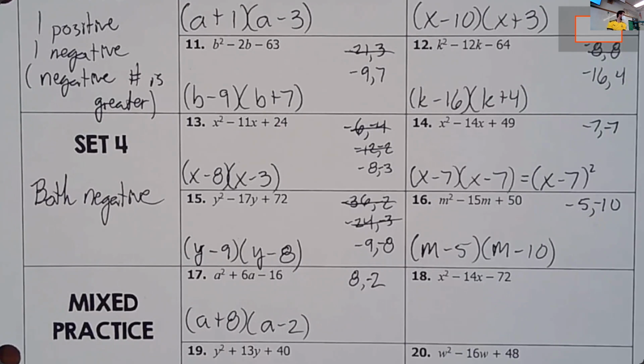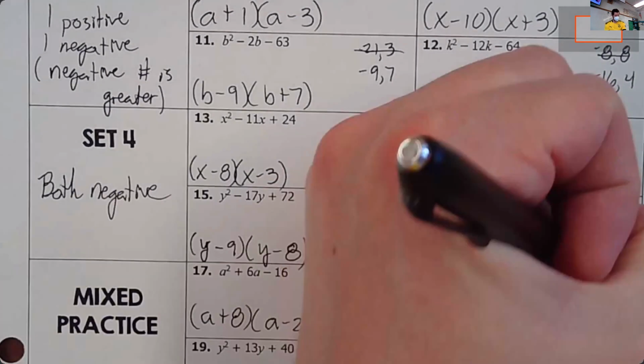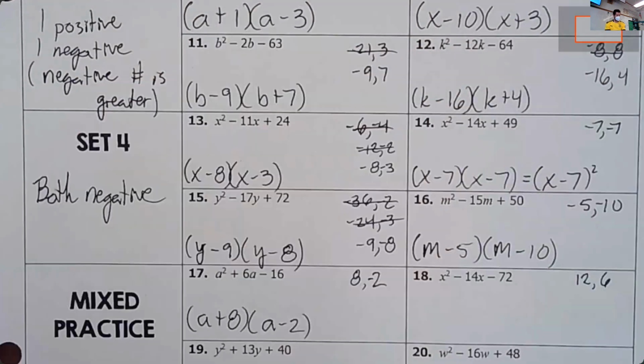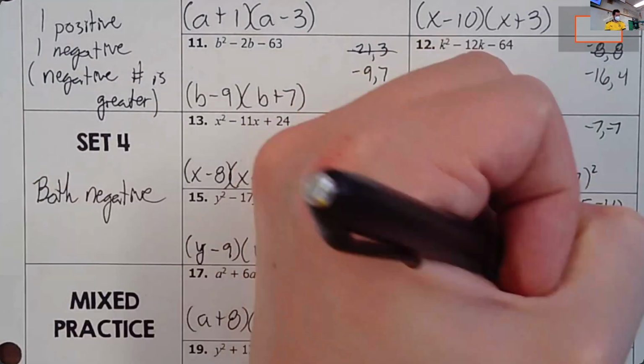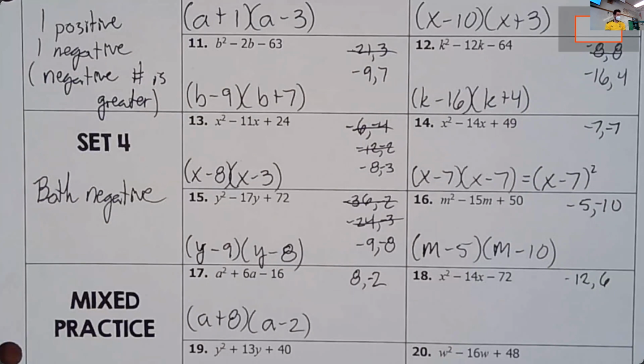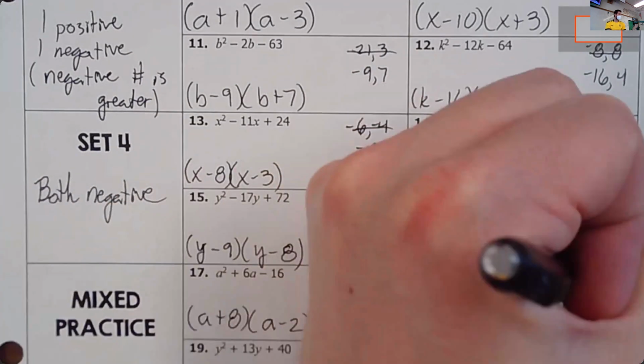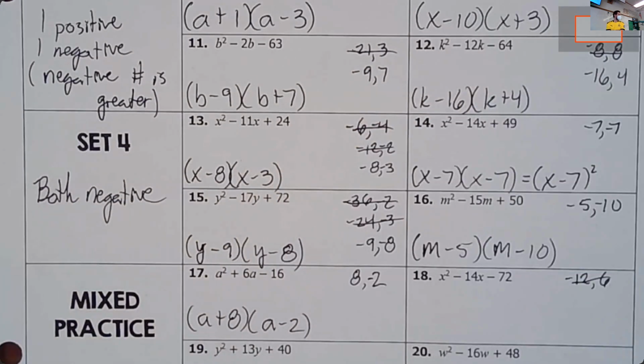What's that? 6 times 12 is also 72. So if we go with 12 and we go with 6, and the 12 is negative, that would be negative 6. So 12 and 6 also doesn't work. 72 has a lot of factors. What else?